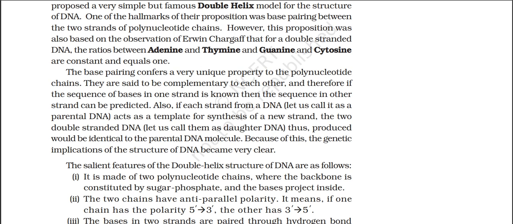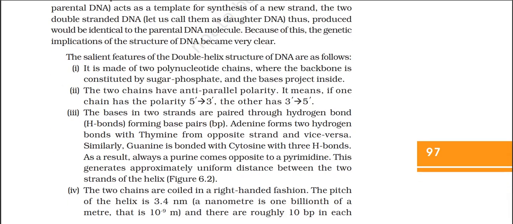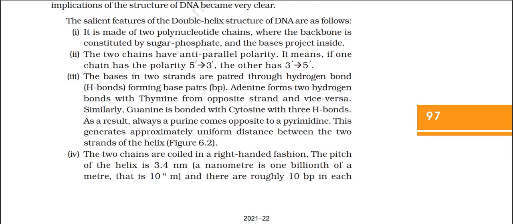The salient features of the double helix structure of DNA are as follows. 1. It is made of 2 polynucleotide chains, where the backbone is constituted by sugar-phosphate, and the bases project inside. 2. The 2 chains have antiparallel polarity. It means, if one chain has the polarity 5'→3', the other has 3'→5'.